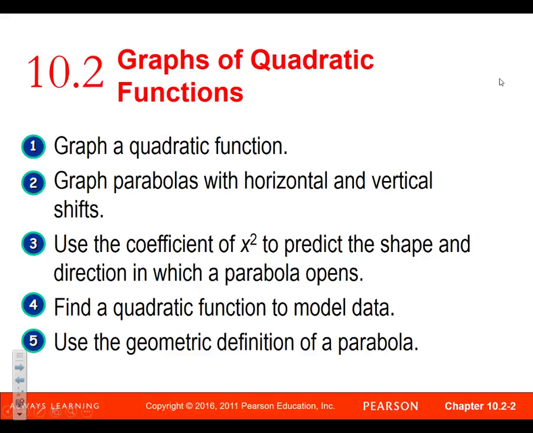Then we're going to find a quadratic function to model data. We're just going to use our calculators for that if we have time to get to it, and we'll use what's called a quadratic regression. And then finally, fifth is to use the geometric definition of a parabola. I don't know if we'll have time for that. That's very time consuming, so if we don't, that'd be okay. We can get to it next week. But we have plenty of objectives to get through today and enough to keep you busy for some time. So let's get started.